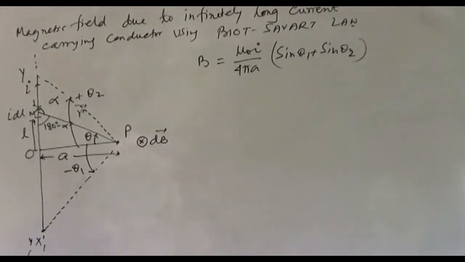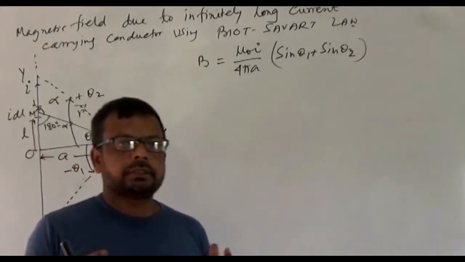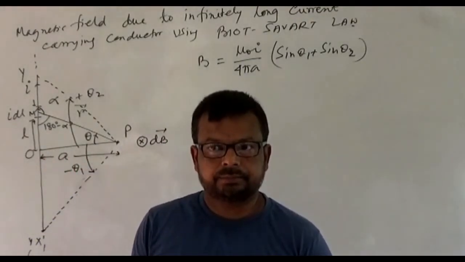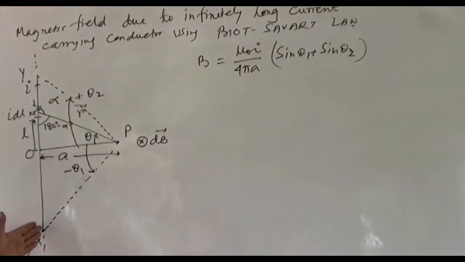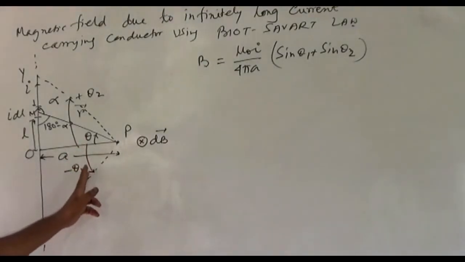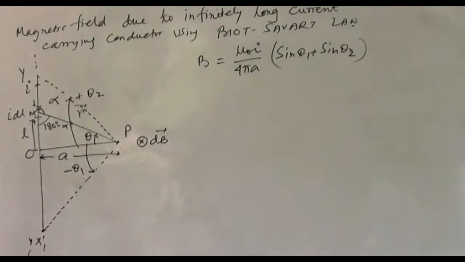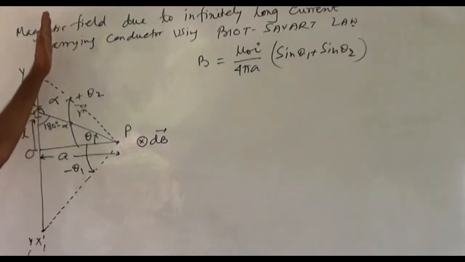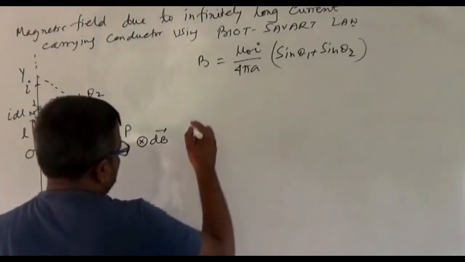Now we are going to find some special cases. If the straight wire is infinite in length, then it will go in the downward direction. That means theta 1 increases, and at infinity it will become 90 degrees. Similarly, in this direction the length is infinite and theta 2 is increasing, and at infinity it will be 90 degrees.